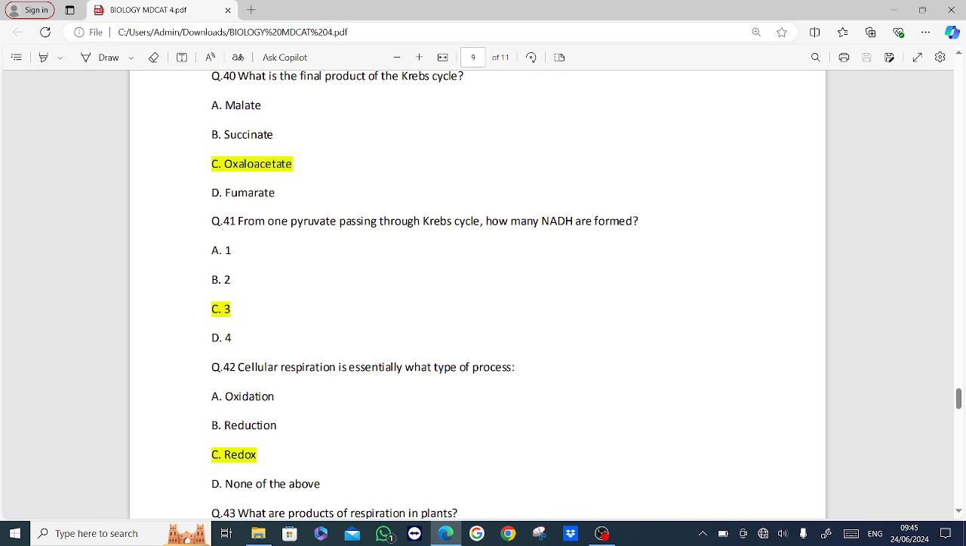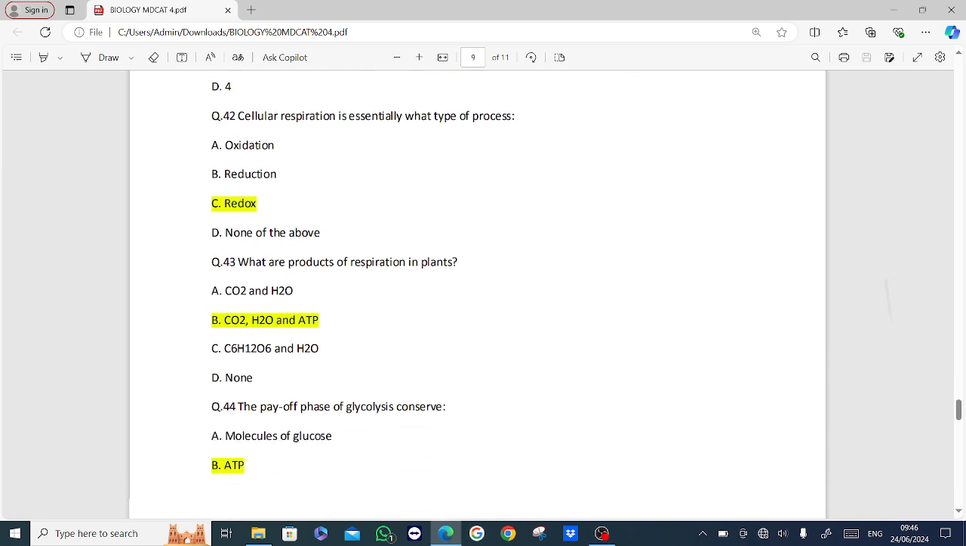Next MCQ is: from one pyruvate passing through Krebs cycle, how many NADH are formed? Options are 1, 2, 3, 4. Answer is option C, 3. Next MCQ is: cellular respiration is essentially what type of process? Options are oxidation, reduction, redox, none of the above. Answer is option C, redox.